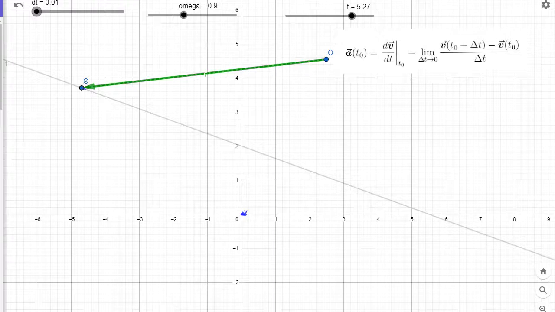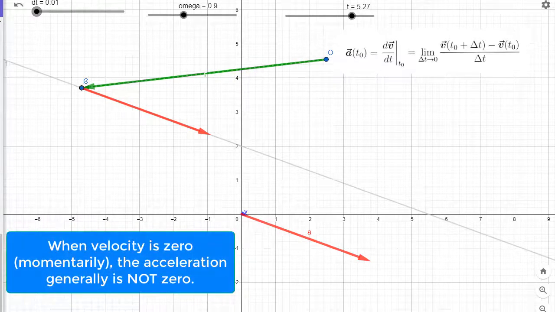All right, at this turnaround point, a lot of students say, well, the velocity is zero at this point, right? And acceleration is the derivative of velocity. So the derivative of zero is zero, so the acceleration has to be zero. Makes sense, right? But wait a second, let me show you the accelerations again. Boom, boom. Oh, the accelerations are anything but zero right here. Totally not zero. The observation we're making here is that when velocity is zero momentarily, the acceleration generally is not zero. Yeah, why is the acceleration not zero when the velocity is zero?